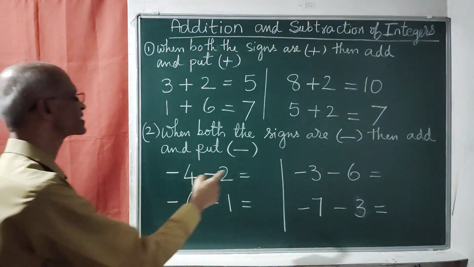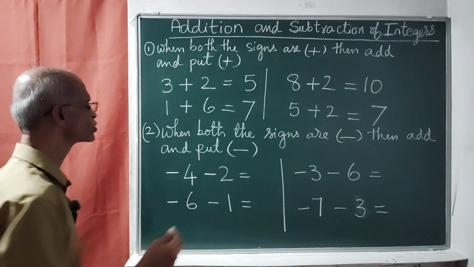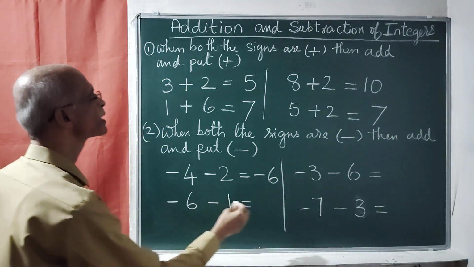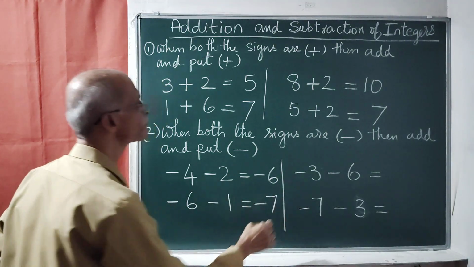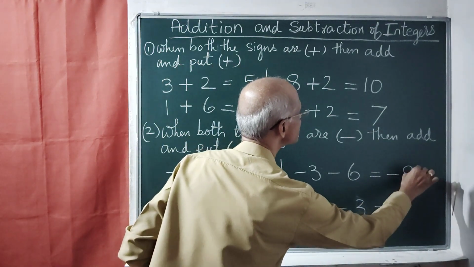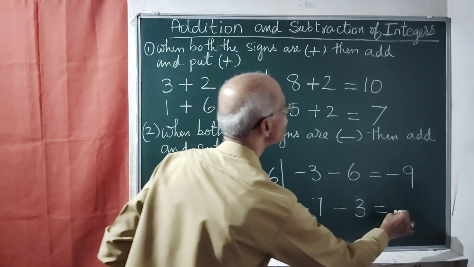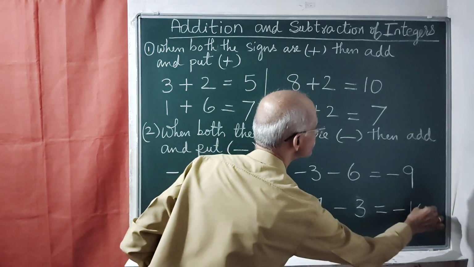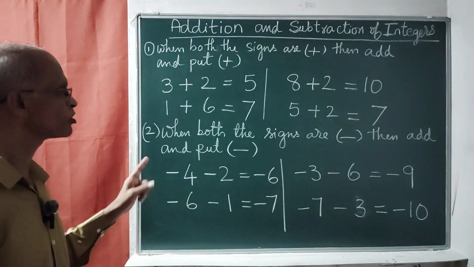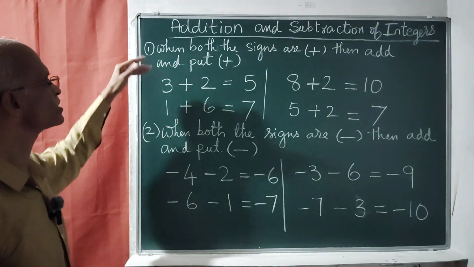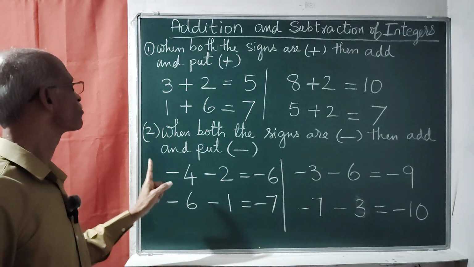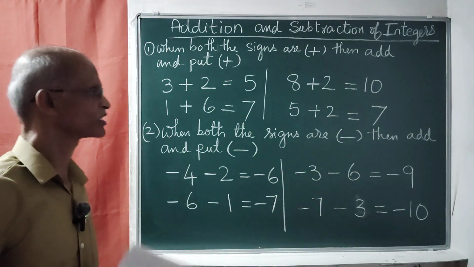Here, when both are minuses, add and put minus. So we'll get -6. Here I'll get -7. Here I'll get -9. Here -10. So when both the signs are minus, add and put minus. In the first case, when both the signs are pluses, add and put plus. Here, when both are minuses, add and put minus.